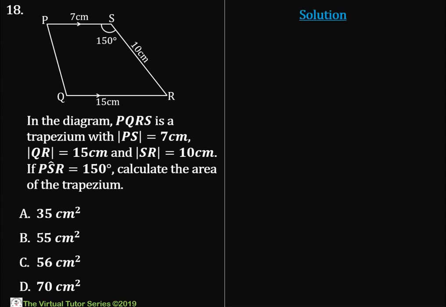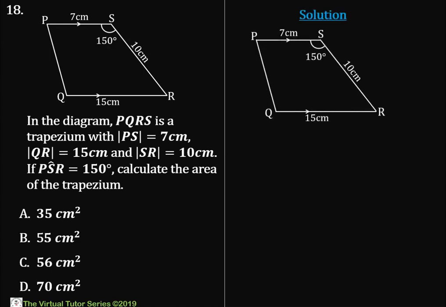Solution. Here is our diagram once again. The area of a trapezium is given by the formula half times the sum of the two parallel lines times the height. In this, the two parallel lines are QR and PS. So the area of trapezium PQRS is half times, in brackets, length of QR plus length of PS, times h, which is the height.